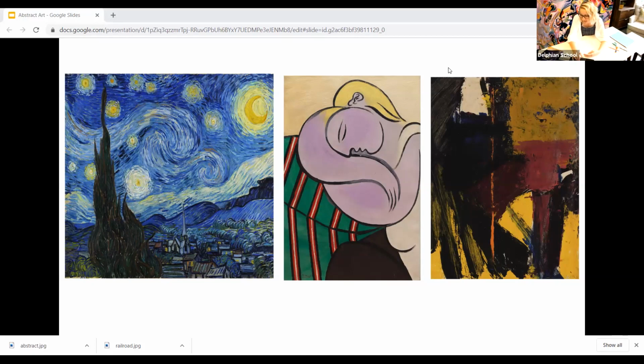So someone's asking, is Starry Night by Vincent van Gogh? Yes, it was. And isn't Starry Night post-impressionist? How is it abstract? That's a good question.